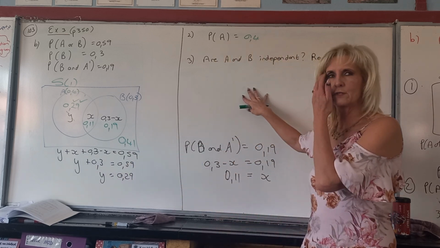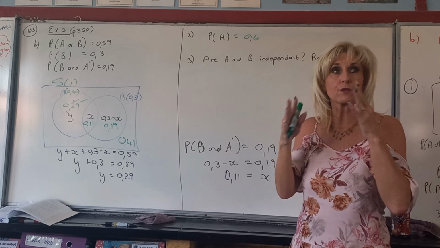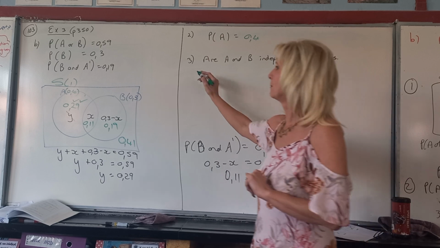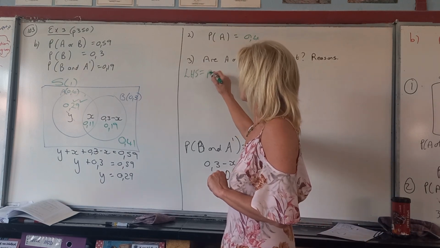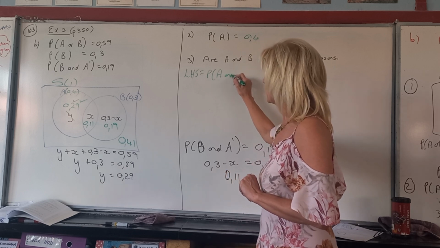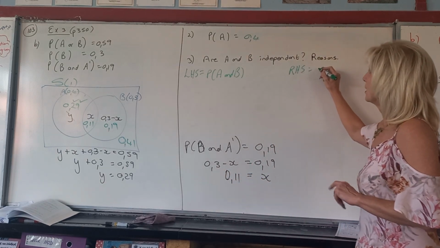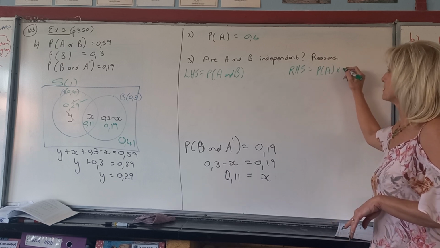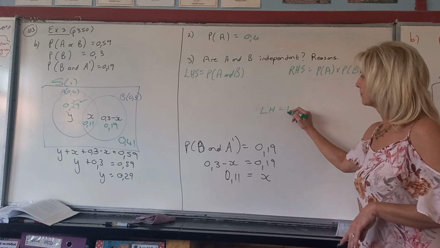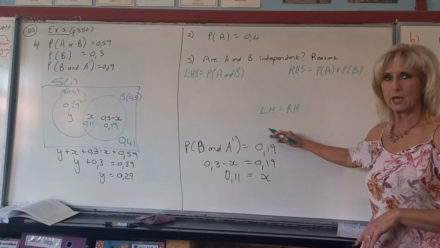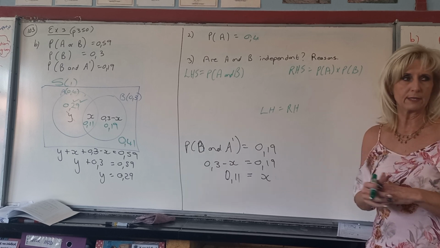Proving that 2 events are independent. How does that work? What's the rule that you're going to get a mark for? Left hand side would be P of A and B. And the right hand side would be the P of A times the P of B. Because if these two are equal, they are independent. If they're not, they are not independent, right?